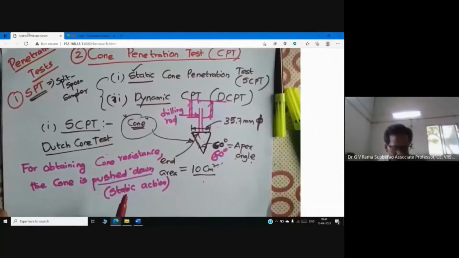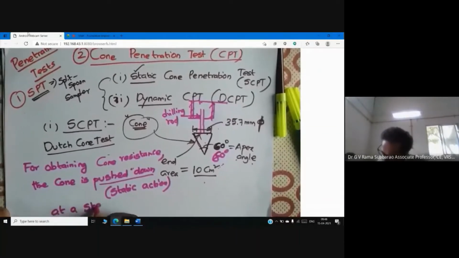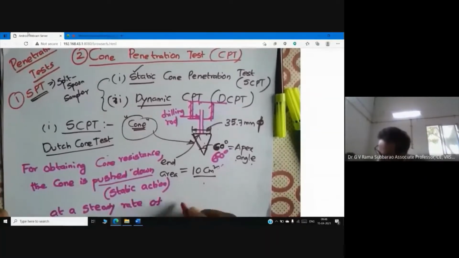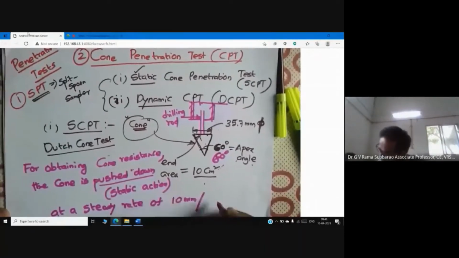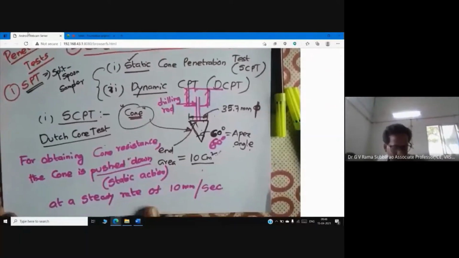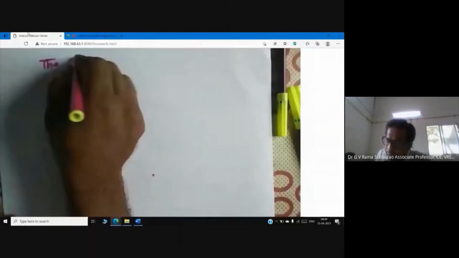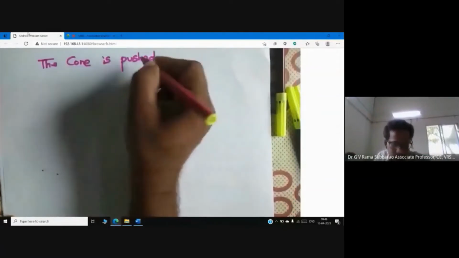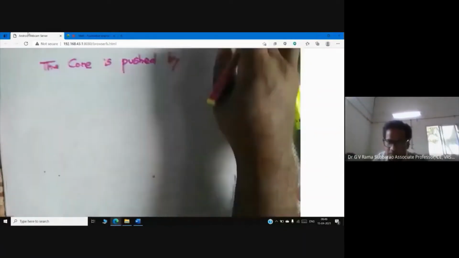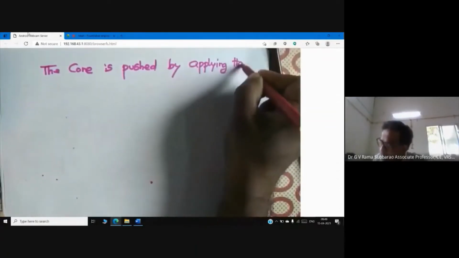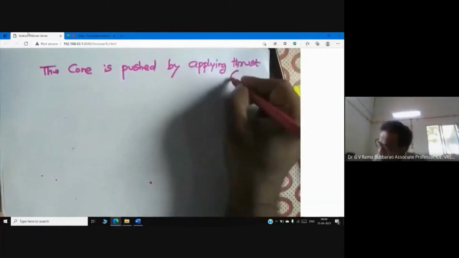So now push it down at a steady rate of 10 mm per second. The cone is pushed by applying thrust. If you're not happy to use this word, thrust force.